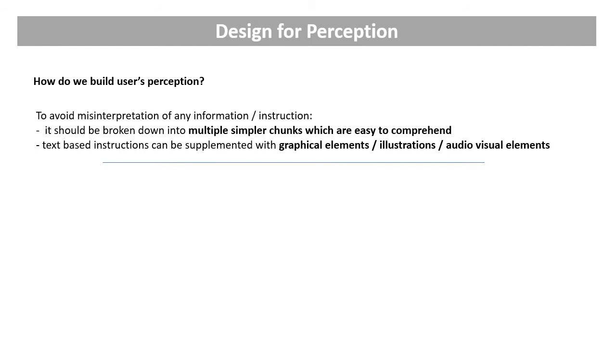So how do we build users' perception? So the first one is, when we are passing on any instructional information, we should be avoiding any possible instances of misinterpretation of any instruction based information. In order to do that, information can be broken down into smaller or simpler chunks, and multiple of these smaller simpler chunks can be sequenced, which are easy to comprehend. And also text-based instructions can be supplemented with graphical elements or illustrations or audio visual elements.